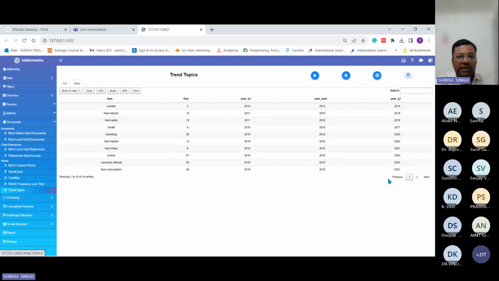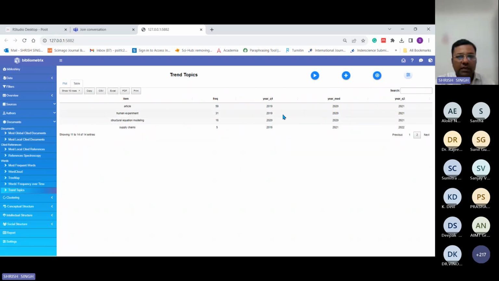So the most recent year is 2022, and in 2022, what is happening, which terminology is being used? That is supply chain. 2016, 21, 22. Supply chain is the most recent trend. So you can find this type of thing also. It might happen that this is not relevant to your topic, so you can find the same thing with your own topics also, right?